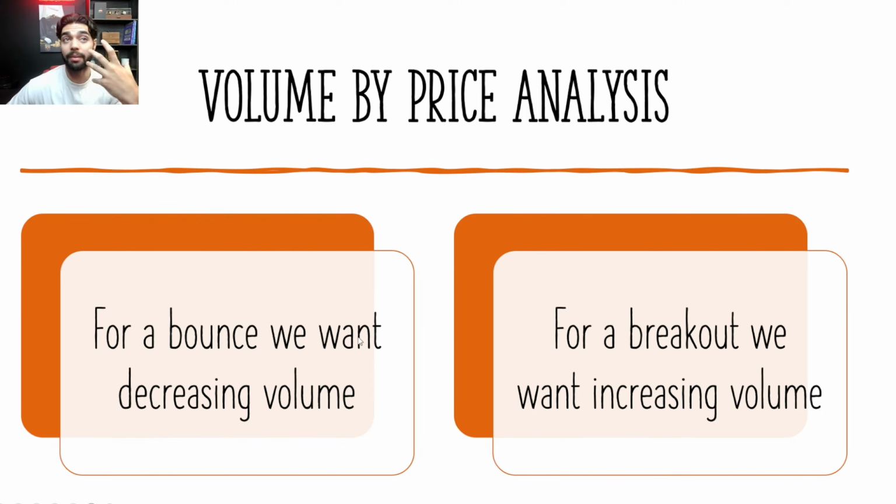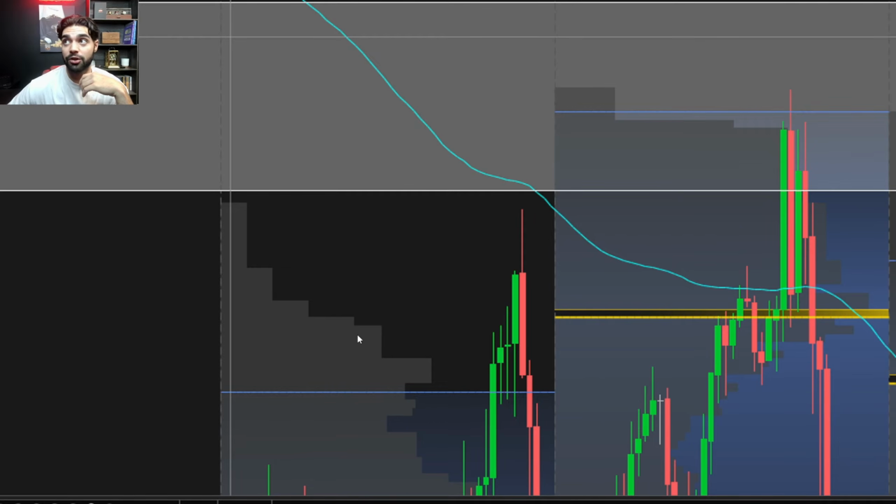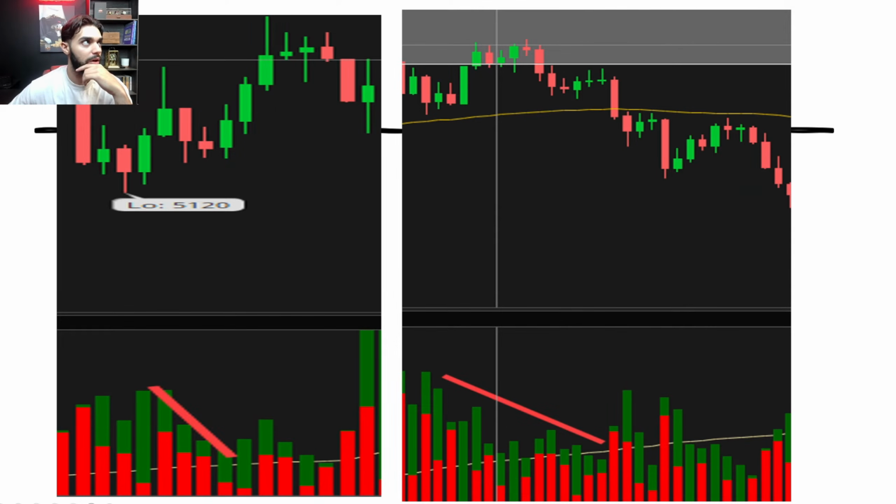If I'm looking for a bounce off supply and demand, I want decreasing volume. If I want a breakout of supply and demand, I want increasing volume. Simple. Using the volume profile here, by the histogram you can tell as we got up into supply, volume died off. We get a sell-off. Again, as we push up into supply, volume died off and we had a sell-off. Same thing with these volume bars. Pushing down, volume died off, then pushed up. Pushing up here, volume died off, then we pushed down.